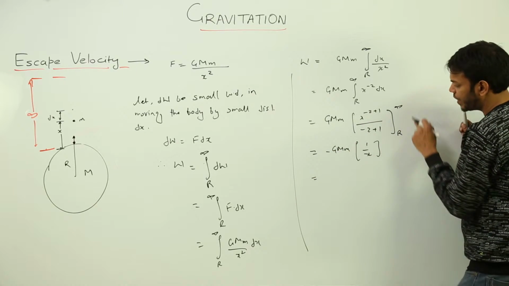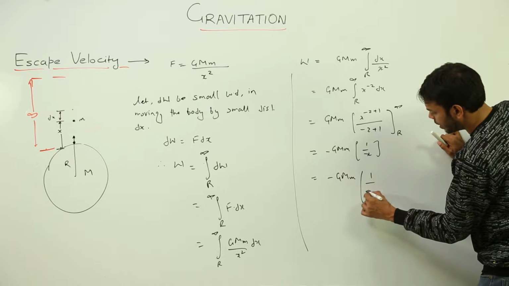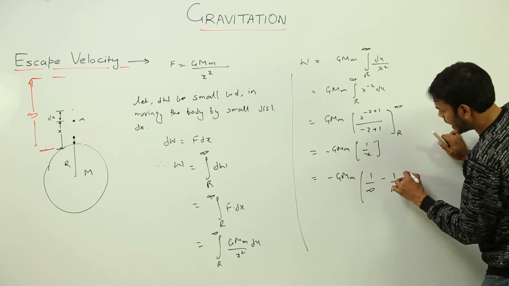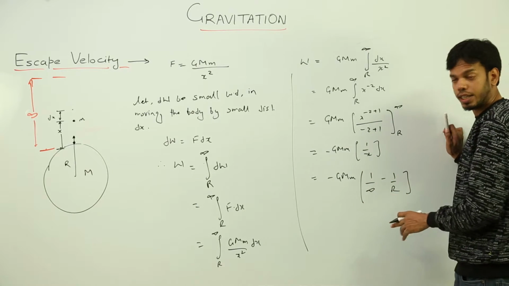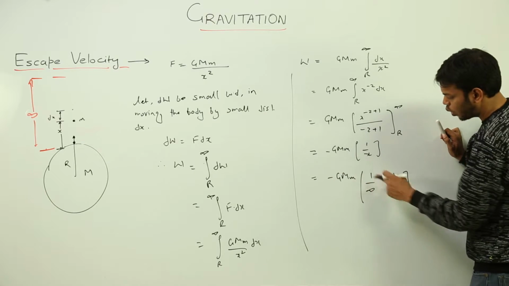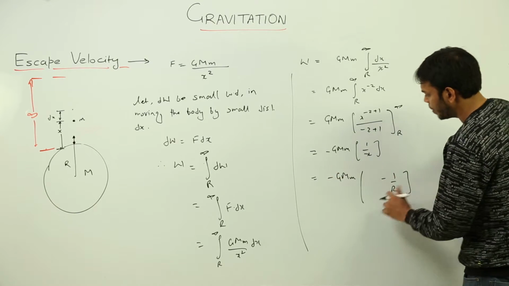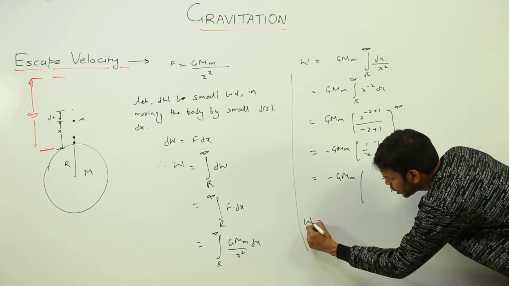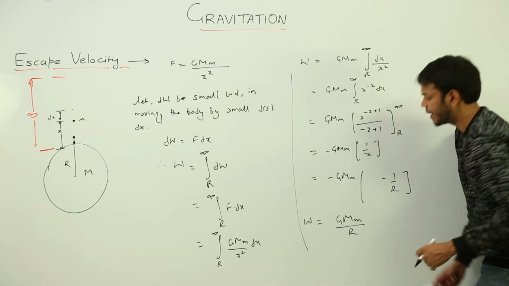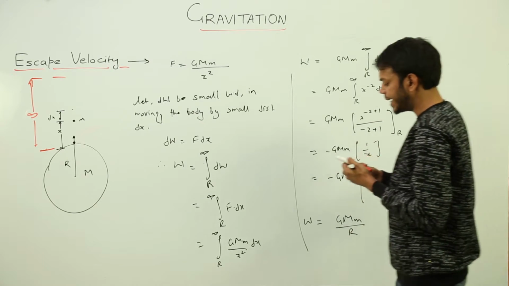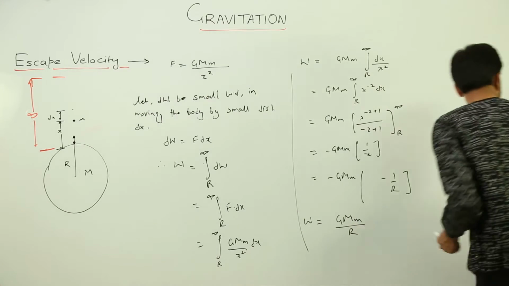Putting the limits infinity and r, how do we solve it? Upper limit minus lower limit, 1 upon infinity minus 1 upon r. After doing this, 1 upon infinity is 0. I'll be left with this whole thing multiplied by minus 1 upon r, right? So this whole thing will become positive, and therefore the total work would be GMm upon r. This is the total work done in taking this body from the surface of earth to infinite distance.